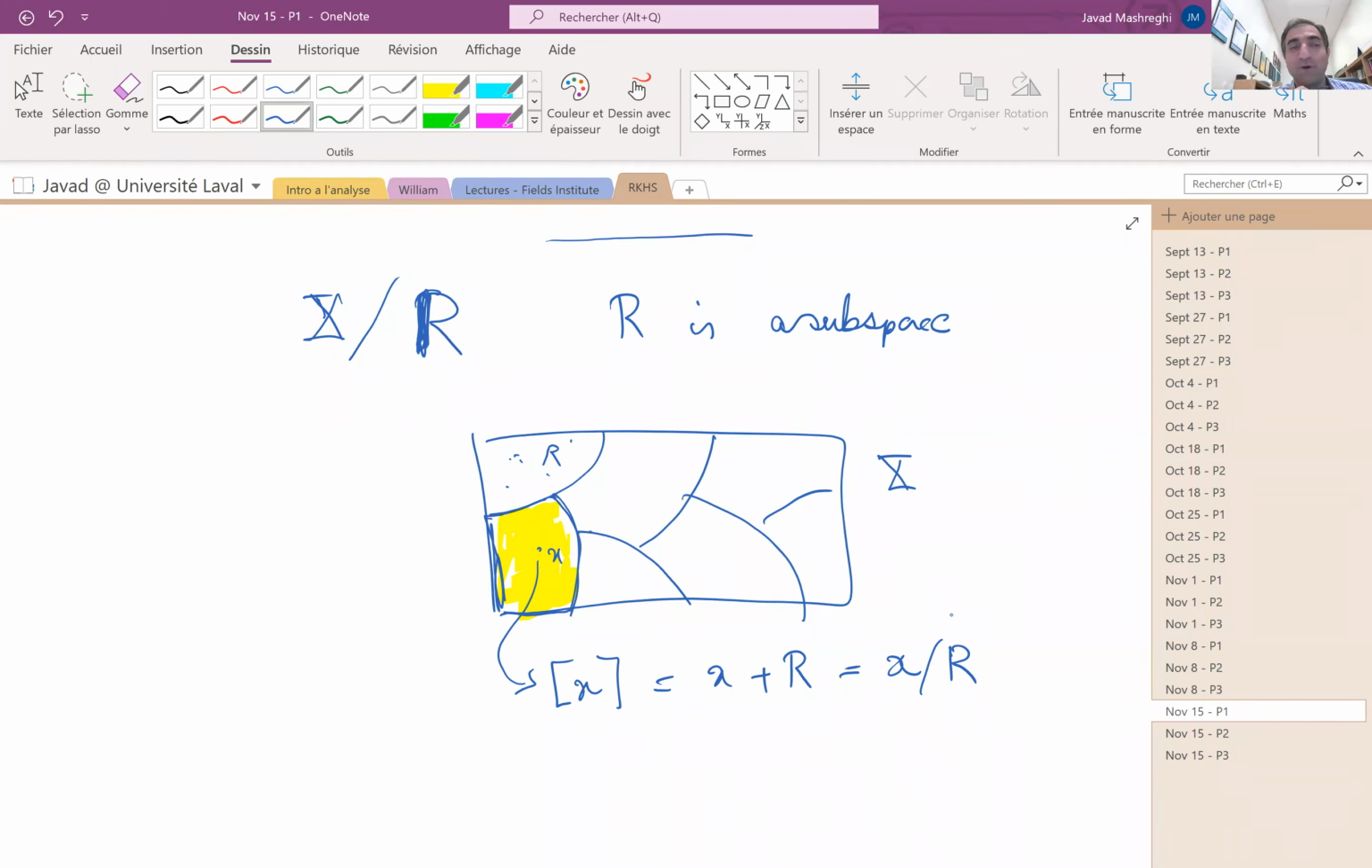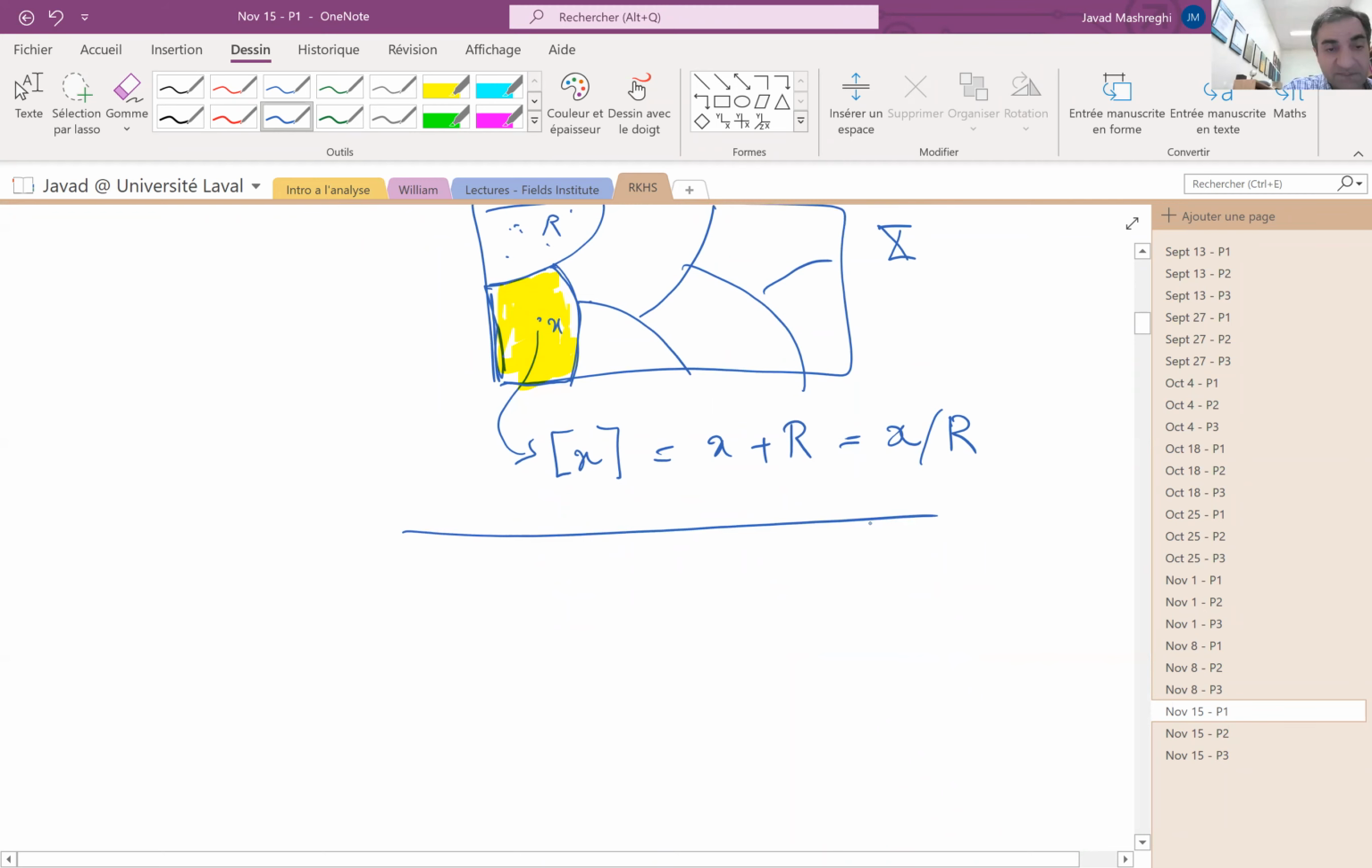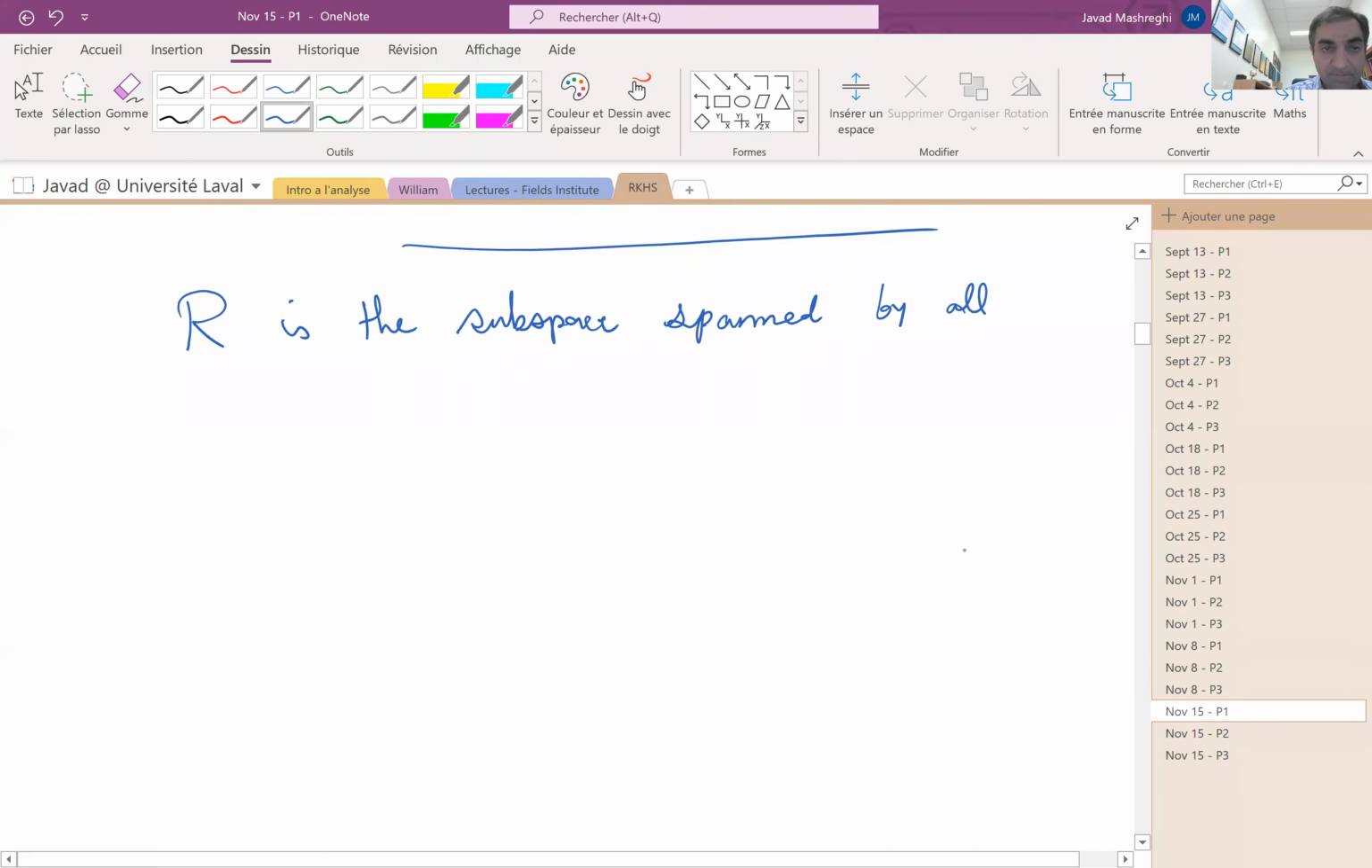Now, what is a good R here to realize our goal? R is defined by this. Here R is the subspace spanned or generated by all elements of the following two forms.